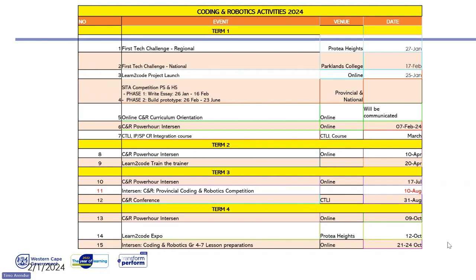And then term three, coding and robotics power hour InterSyn online, 17 July. InterSyn coding and robotics provincial coding and robotics competition, 10 August. And then there's a coding and robotics conference coming up at CTLI. Big one, bigger than DBE's one that we attended these past 3 days in Joburg, 31st of August.